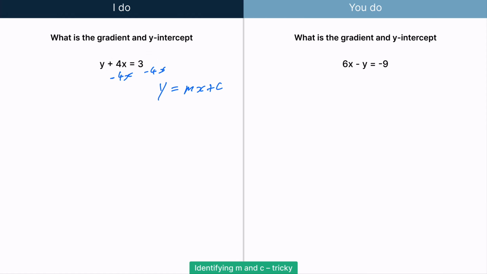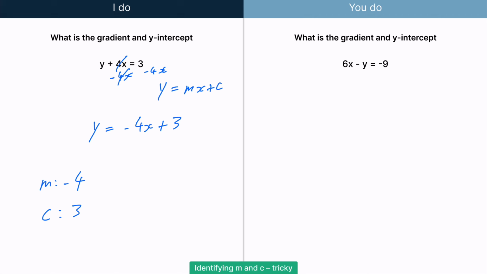So if you subtract 4x from each side, that cancels out and you're left with y is equal to minus 4x plus 3. And now that's written in the same form. And now we can say the gradient is -4 and the y-intercept is 3. Okay, so it has to be written in the form y is equal to mx plus c.